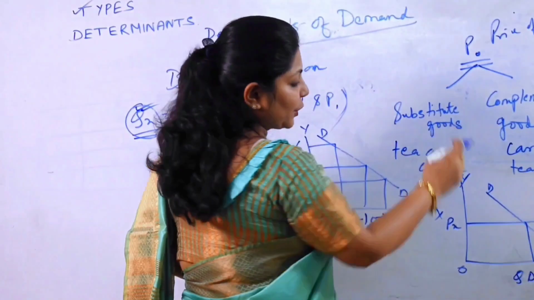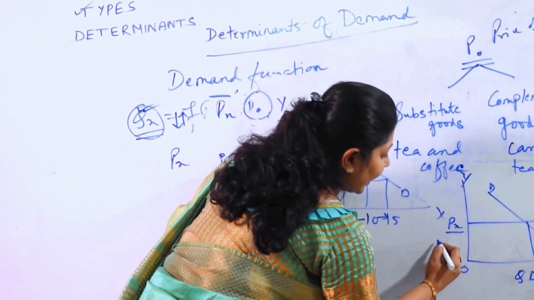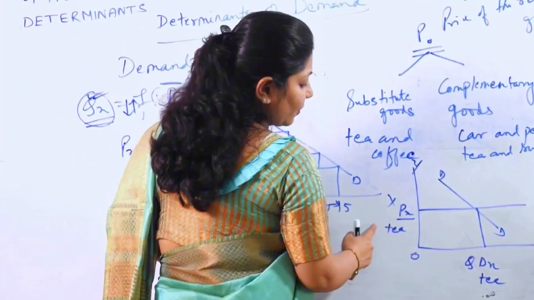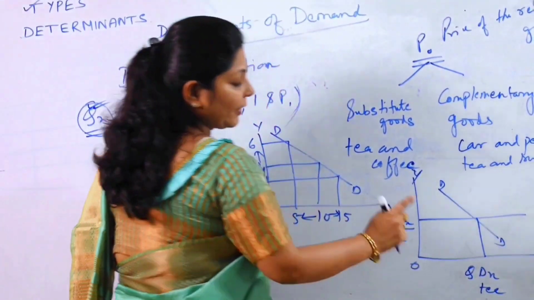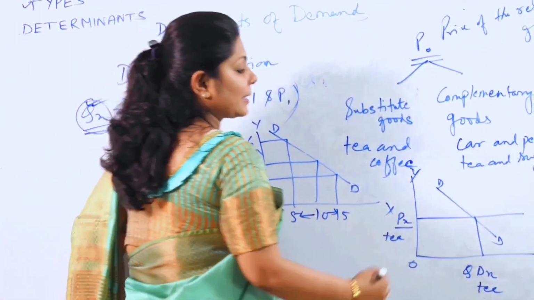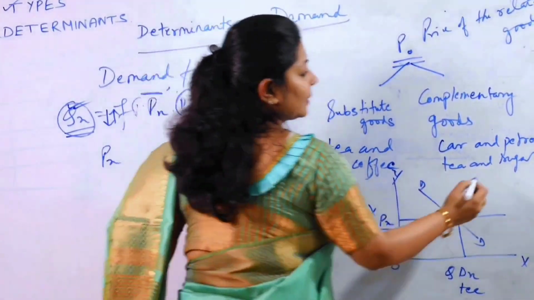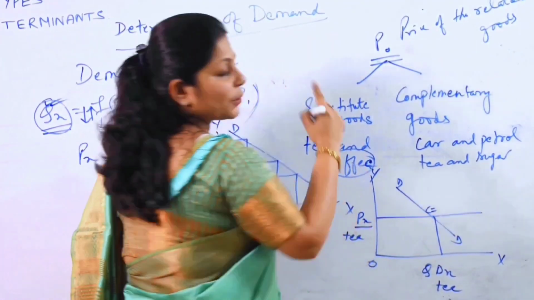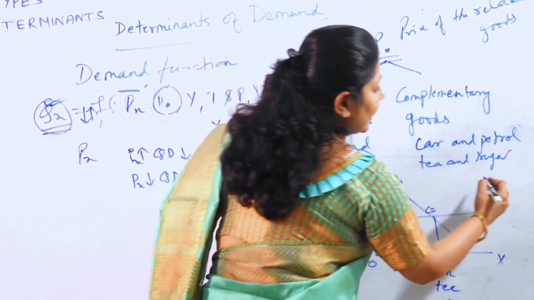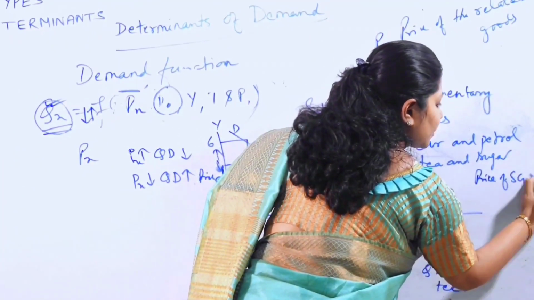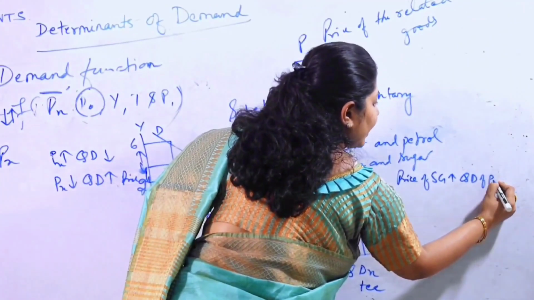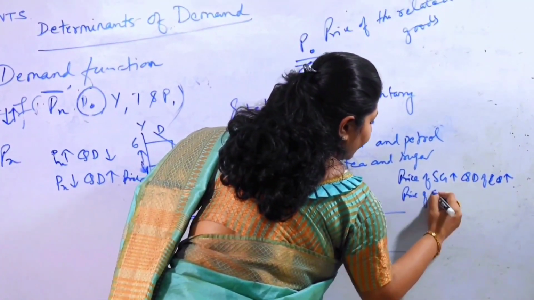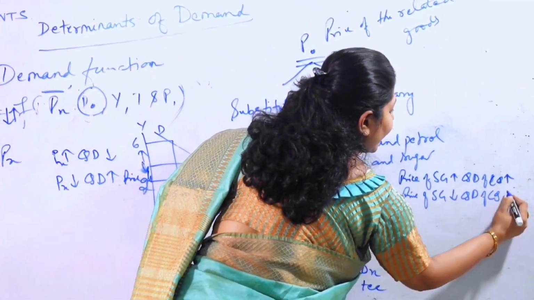Now we are talking about substitute goods. Substitute goods like PX, let's say T, and quantity demanded of T. Clear? In both the axes, y-axis and x-axis, I have put the commodity which is T. Now we are discussing tea and coffee. So coffee is here your substitute goods. Clear? So see, when the price of substitute good increases, quantity demanded of commodity in question increases. When price of substitute good falls, quantity demanded of commodity in question also falls.